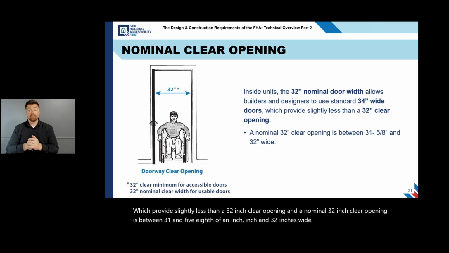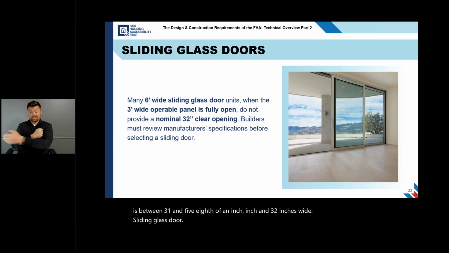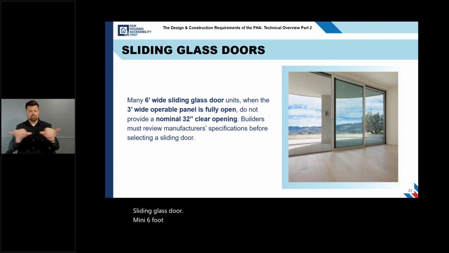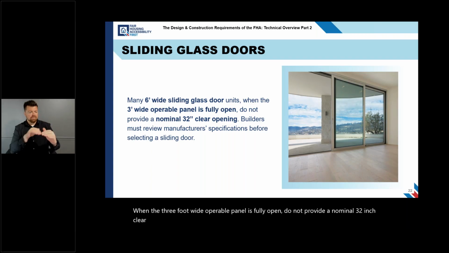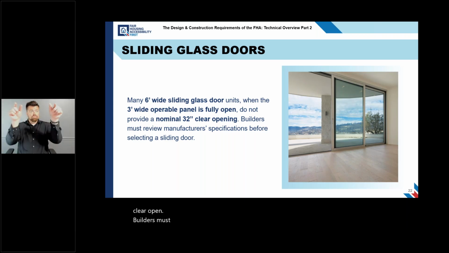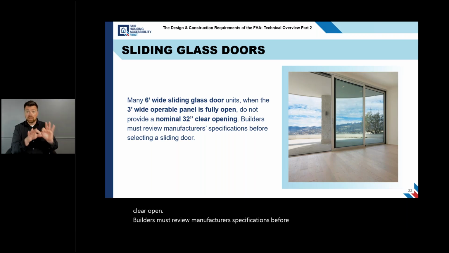Sliding glass doors. Many 6-foot wide sliding glass door units, when the 3-foot wide operable panel is fully open, do not provide a nominal 32-inch clear opening. Builders must review manufacturer's specifications before selecting a sliding door.